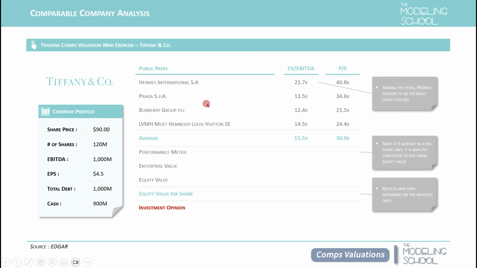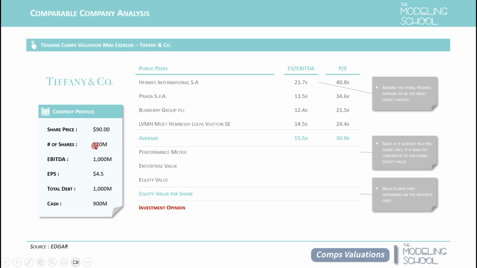So we're going to go over a simple exercise of the two methods. I believe most of you will already be familiar with Tiffany & Co. It's a jewelry brand known for bracelets, and they sell necklaces. And let's say that currently, we have the current company profile of Tiffany's stock price. The share price is at 90.